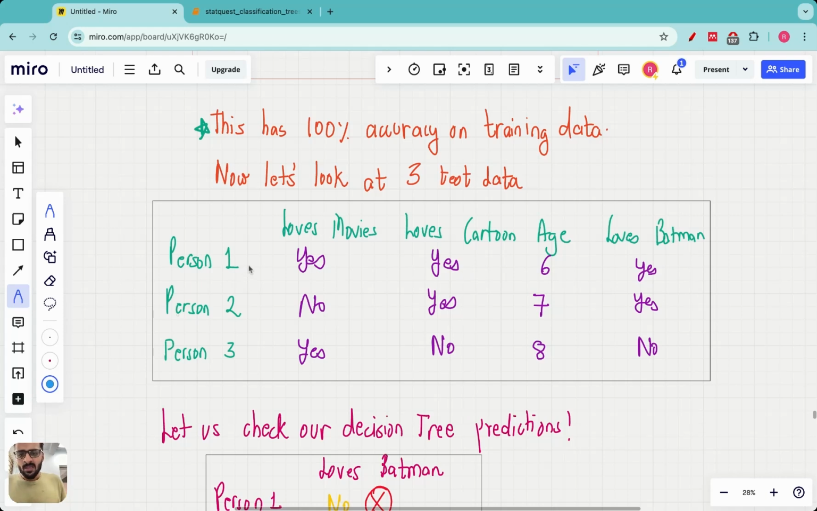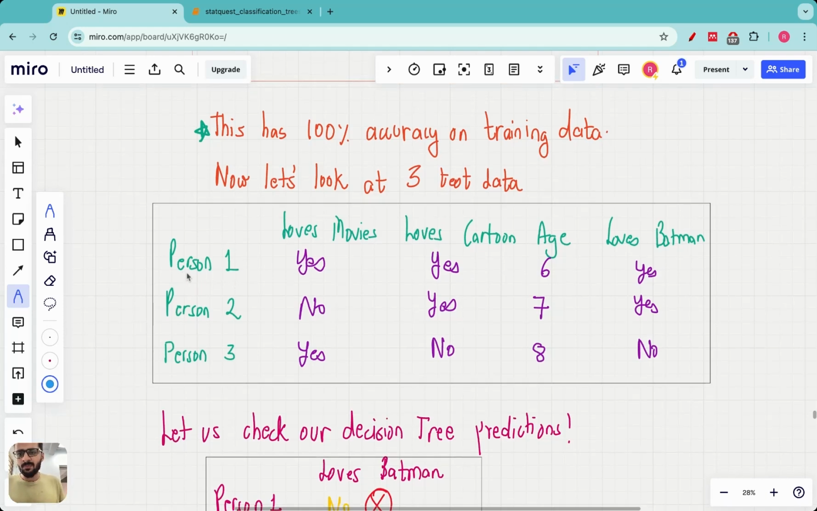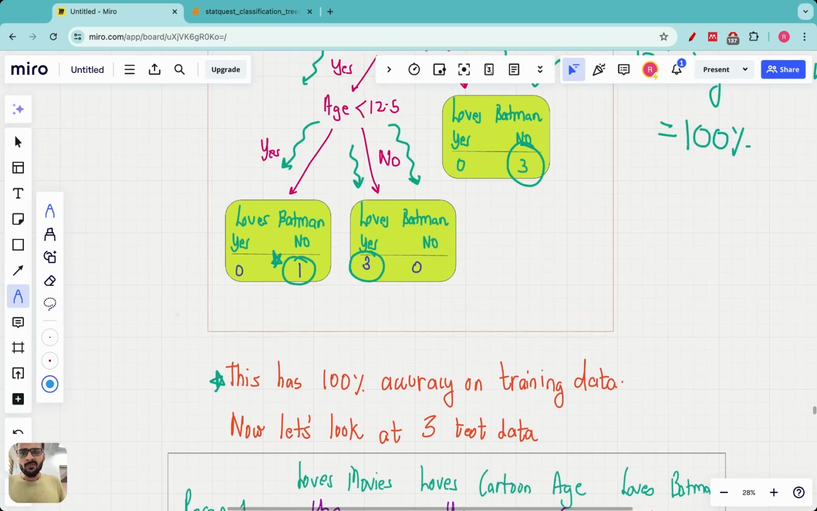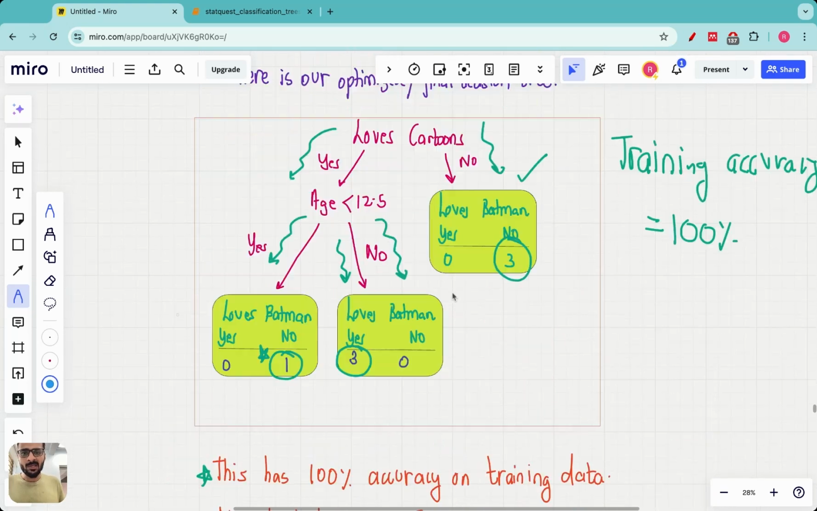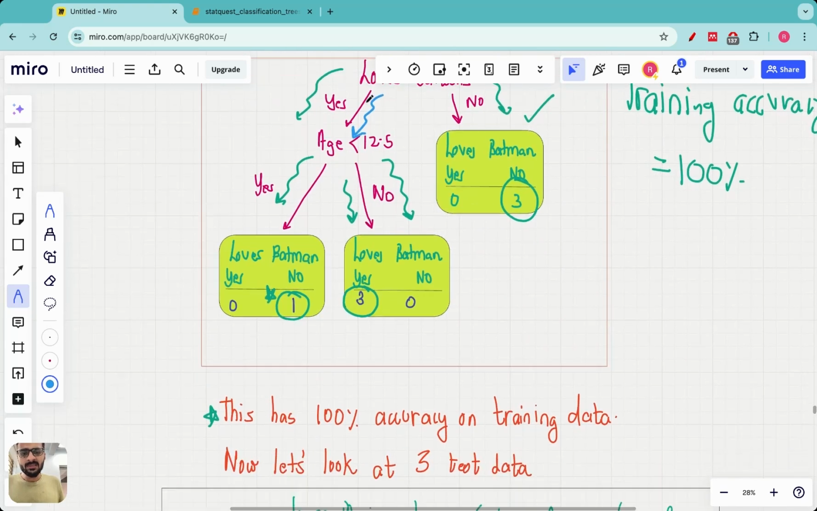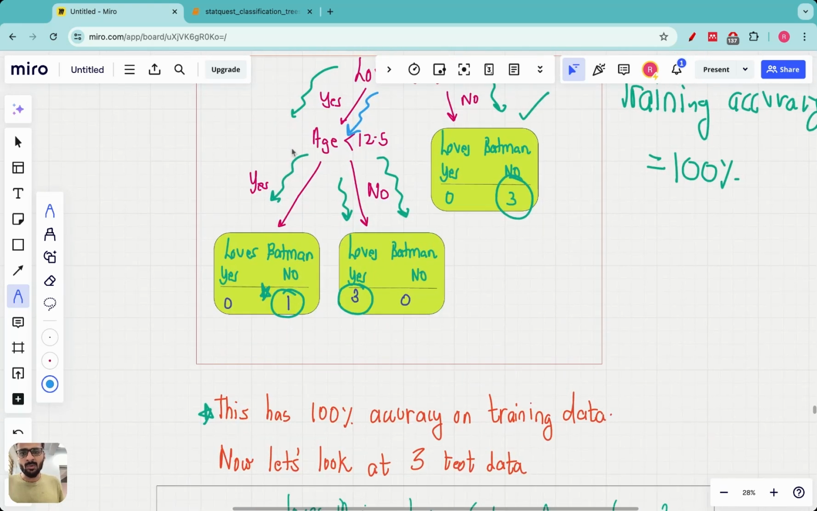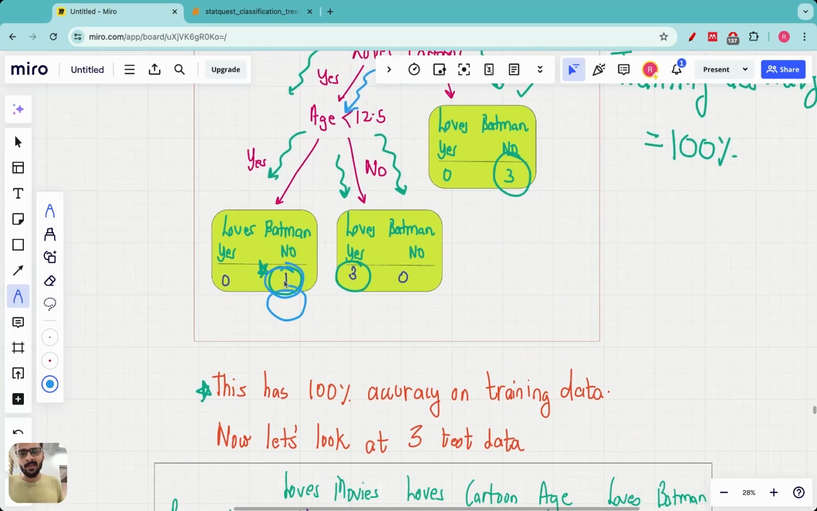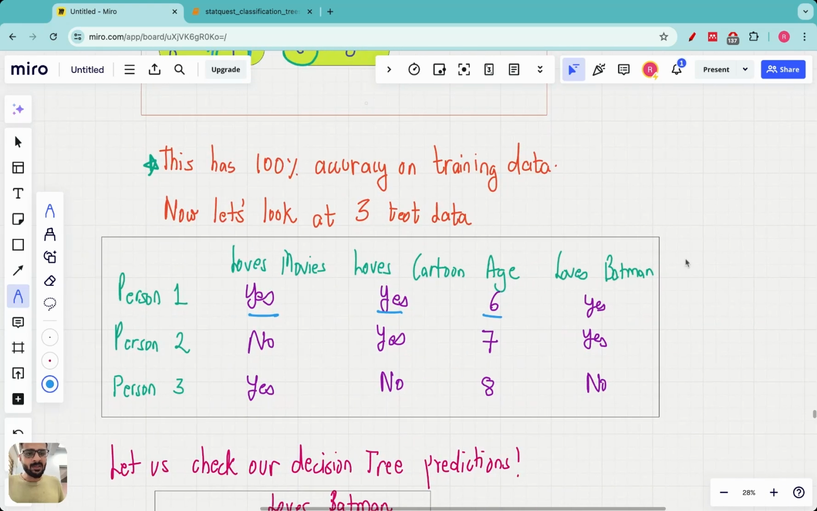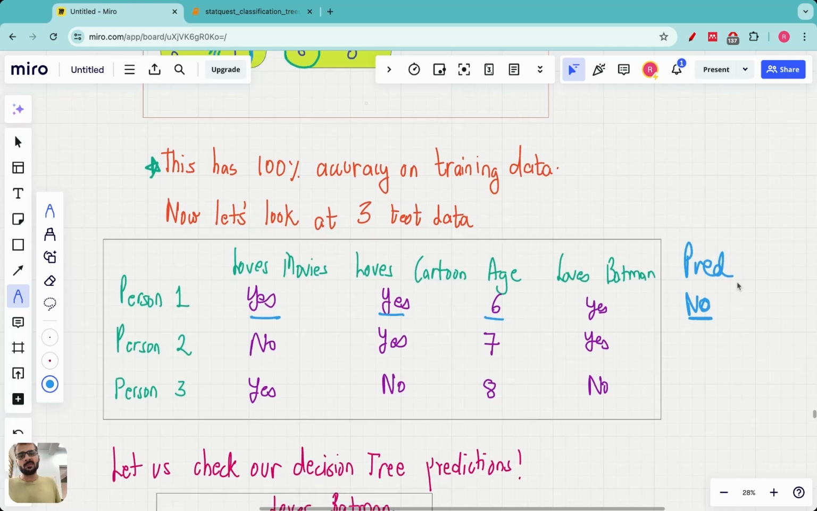So let's see for person 1. They do love movies, they do love cartoons, and their age is 6. So let's see what our tree will predict. First we check whether they love cartoons. That's yes, so we go in this branch over here. Then we see their age, and their age is less than 12.5. So we go in this branch. So we'll predict that the person does not love watching Batman. So our prediction is that no, they do not love watching Batman for the first person.